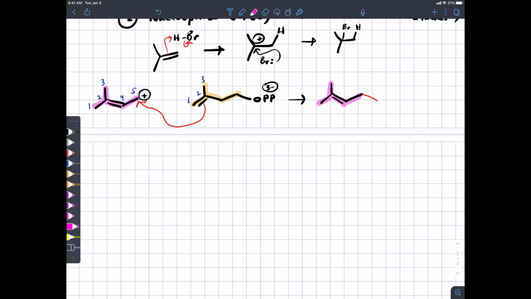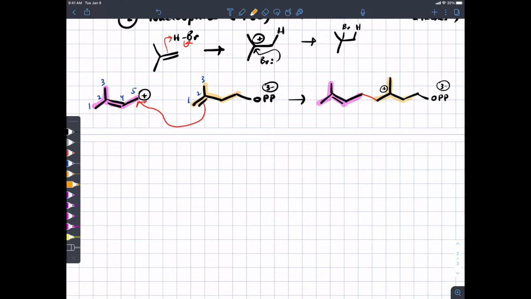Orange 1 or orange 2? What do you think? So I'd say that orange 1 would be making a new bond, and that orange 2 would get the positive charge. And that should be better than the alternative because having the positive charge on a tertiary carbon is better than on a primary carbon, which would be the other option.